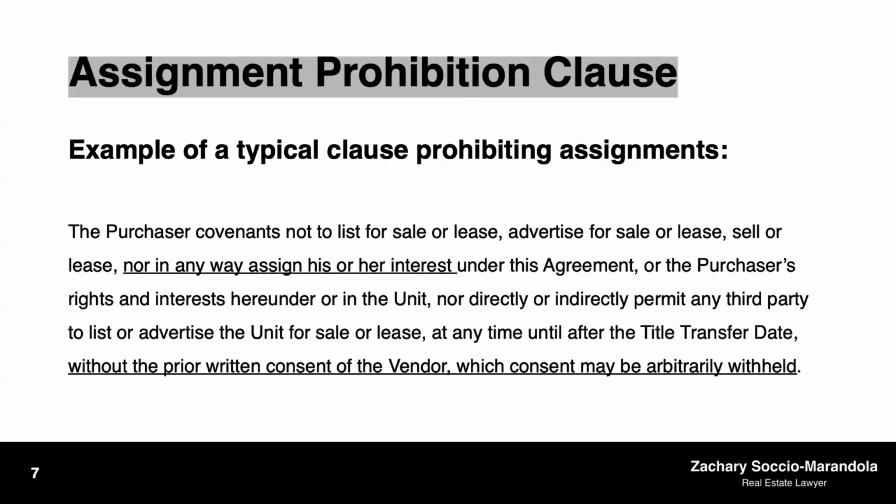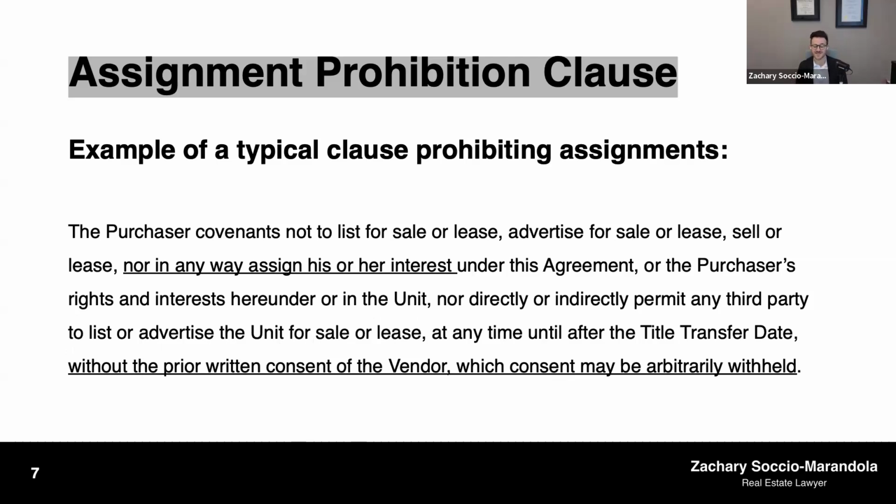So here's an example of what that prohibition clause would look like in a new construction agreement of purchase and sale. I'm not going to read the whole thing, but main things here, not allowed to assign his or her interests. The other one that's always interesting here is there's usually a prohibition on marketing that. So as you know, you're not allowed to assign it, you're not allowed to put it on the MLS or market it for sale. That is, to list or advertise the unit for sale or lease. All of this is without the prior written consent of the vendor, which consent may be arbitrarily withheld.